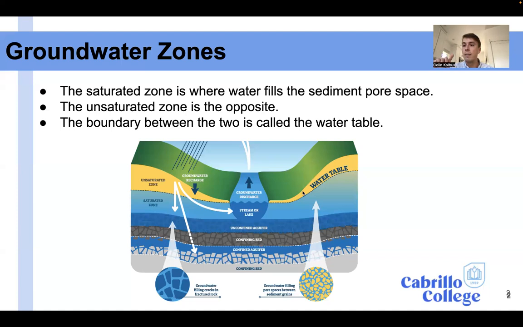There's an elevation head difference, and water likes to flow from highest points to lowest points. And so there's going to be a natural flow of water into our stream or lake here because of that difference in elevation.